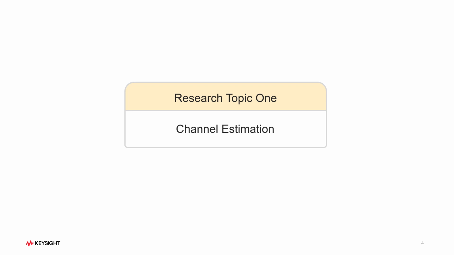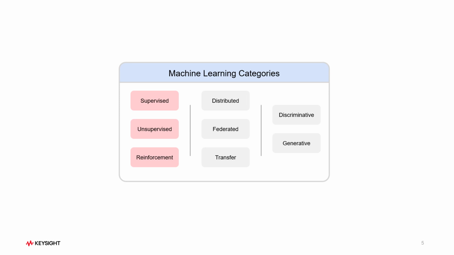During this tutorial, I will present three research topics related to 6G, and I will begin with the first one, which is channel estimation. Before we get into the channel estimation, let's explore three main types of machine learning: supervised, unsupervised, and reinforcement learning. These methods each have their own unique features and real-world uses. Understanding them is critical in the world of artificial intelligence.